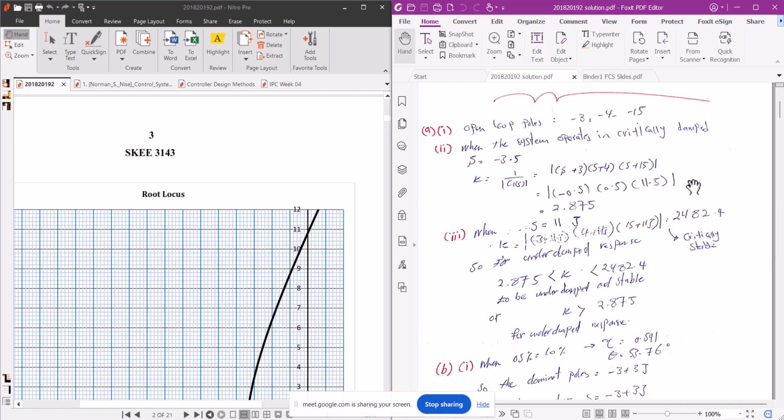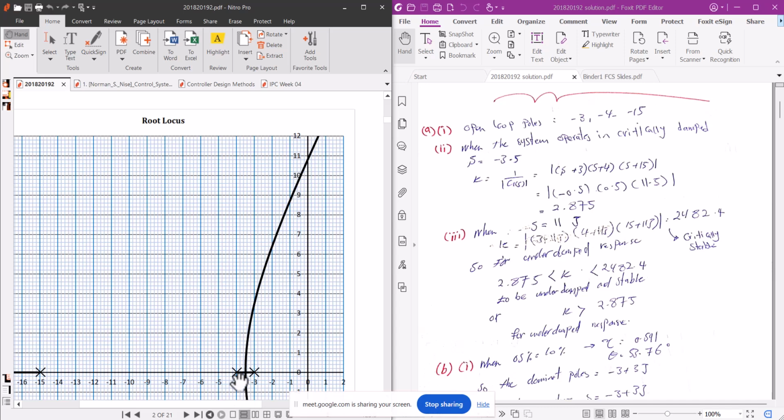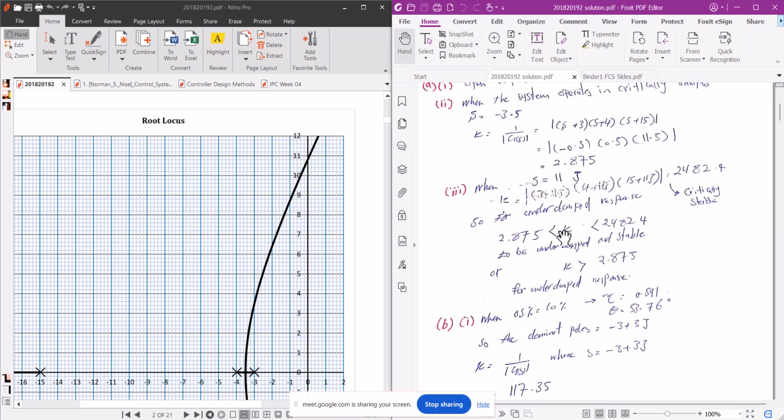At this gain your system will become oscillatory. So your system will operate in the underdamped region from 2.875 up to 2482. You can increase the gain up to this and your system will be underdamped. But if you make your gain 2482, your system will become undamped. So here you see that k is greater than 2.875 and less than 2482.4.